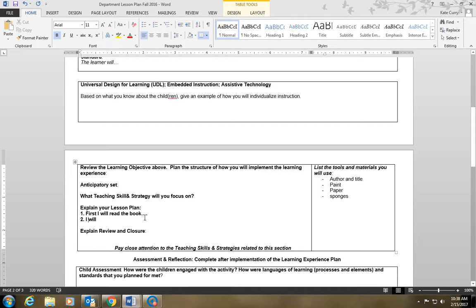And remember, the goal is that you're professional and prepared, and that you're thinking about children and how you want to be an effective teacher. And so planning is the key part of that.